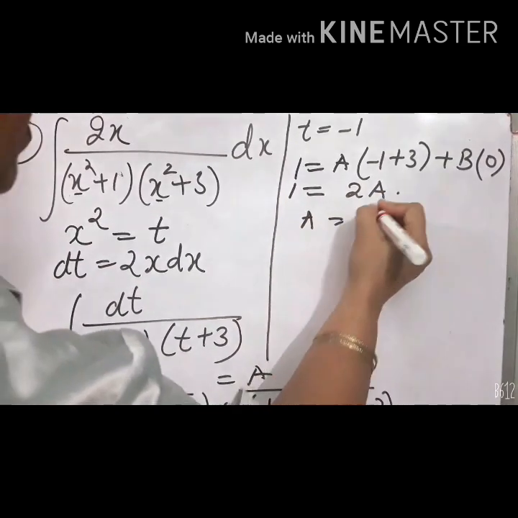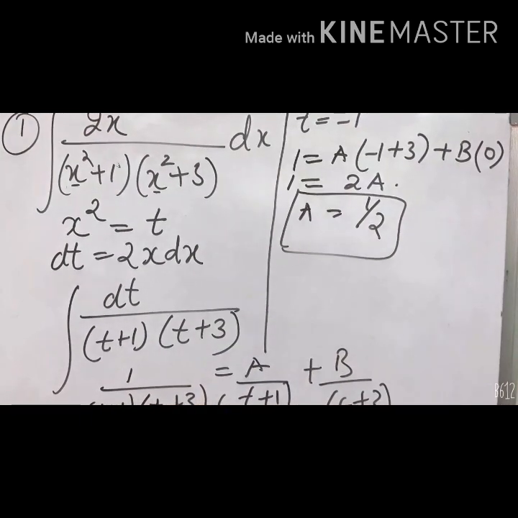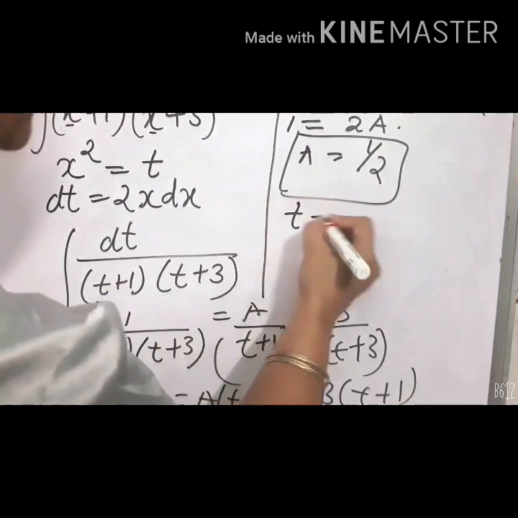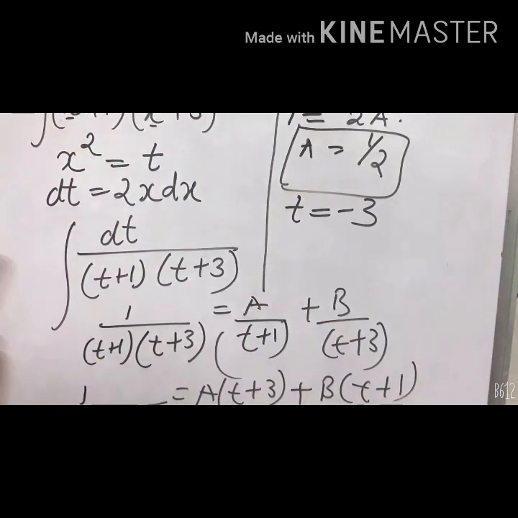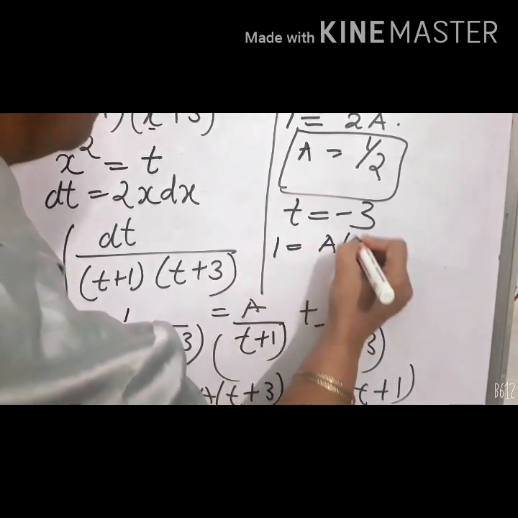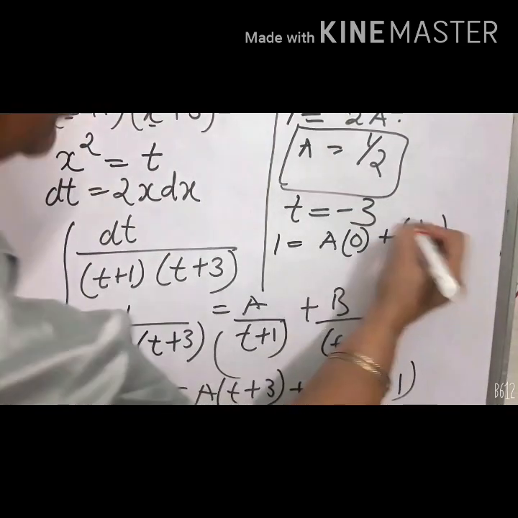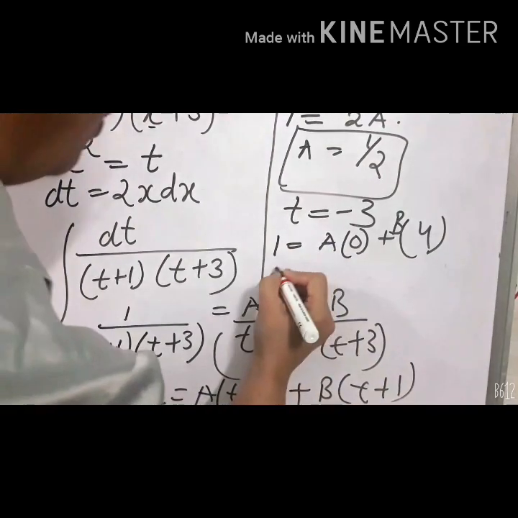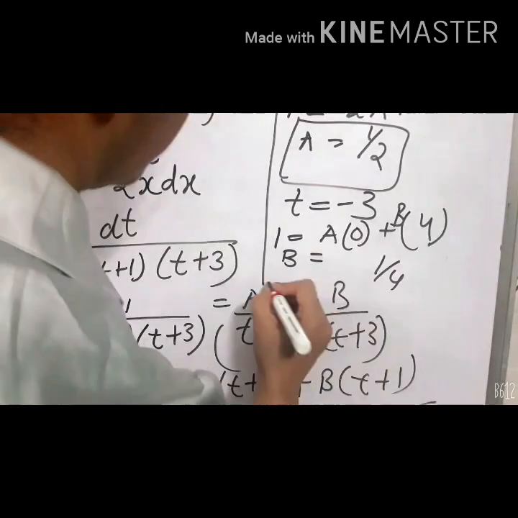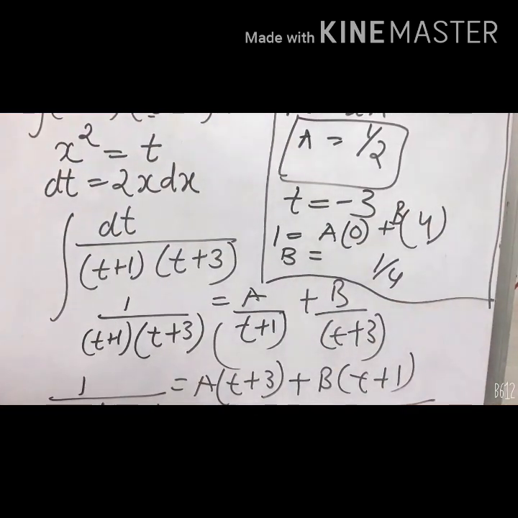So a value I got is 1 by 2. Understood? Now to find out the b value, I will put t equal to minus 3. When I am putting minus 3, 1 is equal to a becomes 0 and b becomes 4. Understood? It's multiplying with b. Now it's like b is equal to 1 by 4. Like this. Now you'll understand. I got both the values.